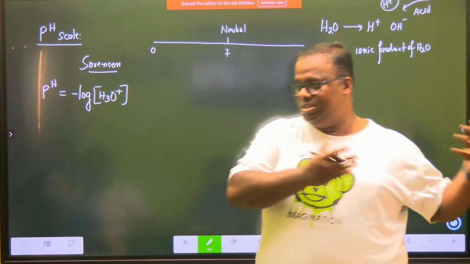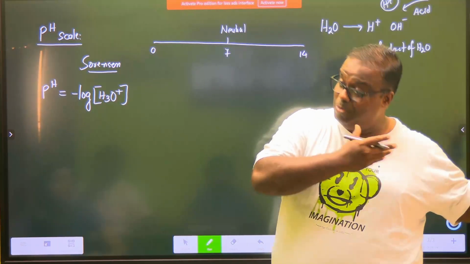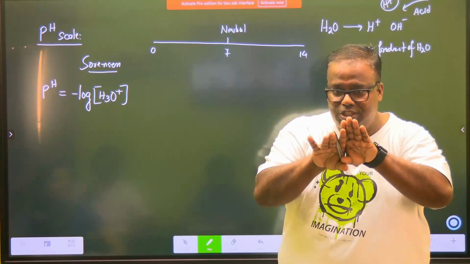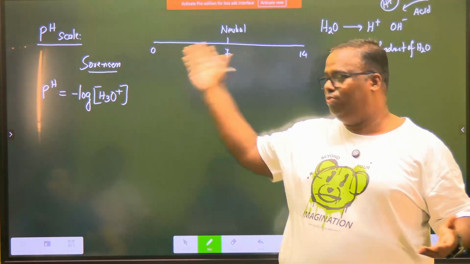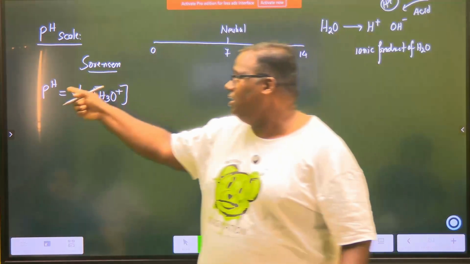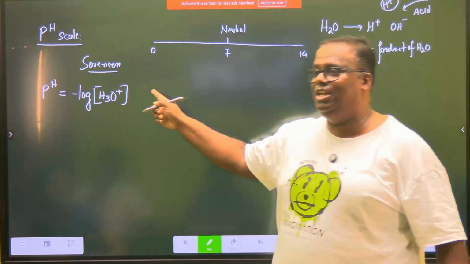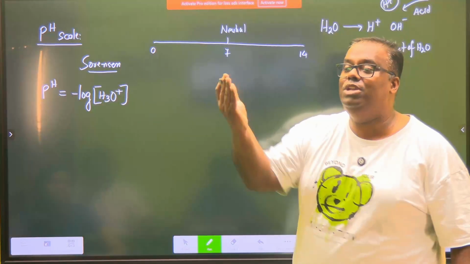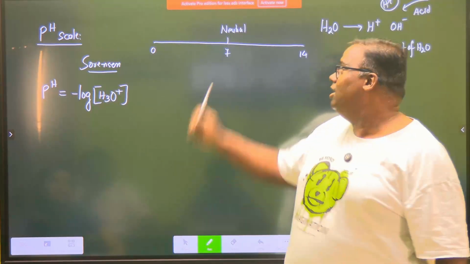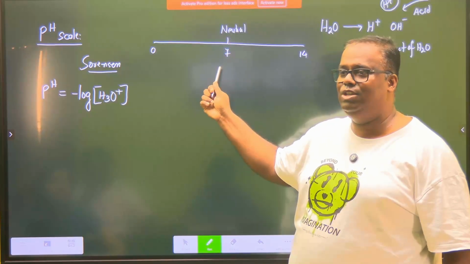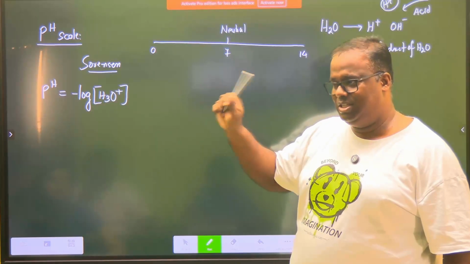And how many basic OH ions? 10 to the power minus 7. Add both, it becomes how much? 10 to the power minus 14. So if you are hunting for hydrogen ions in water in this scale, how many hydrogen ions should be there in water? 10 to the power minus 7. So at 7 you are neutral. Did you understand this logic?